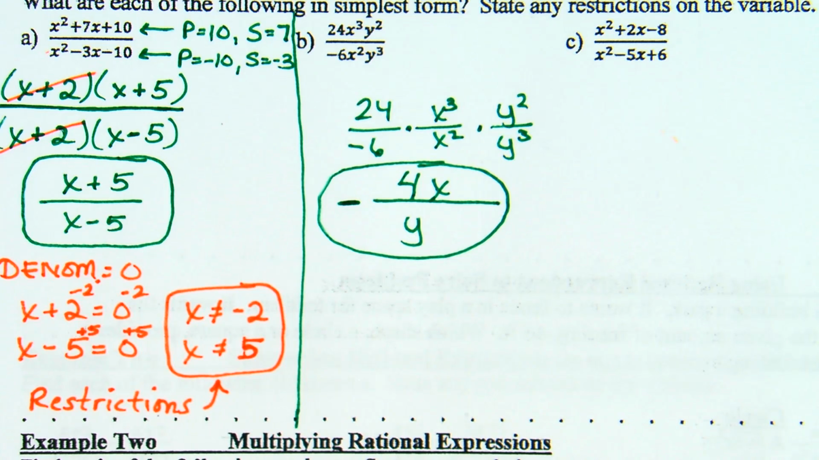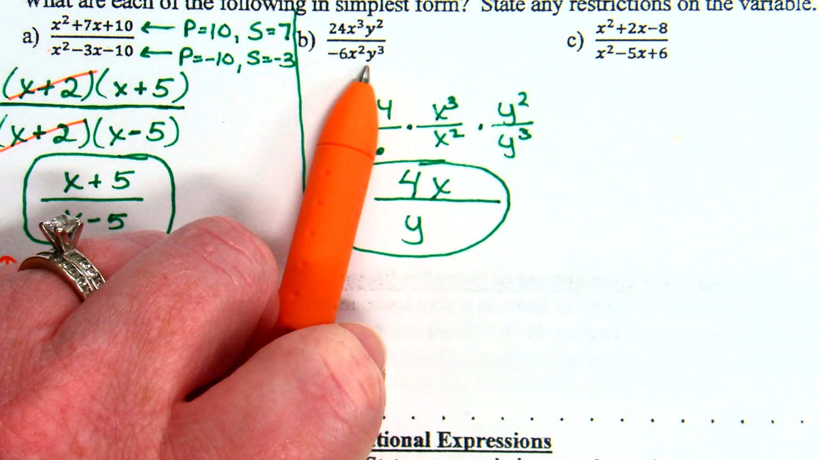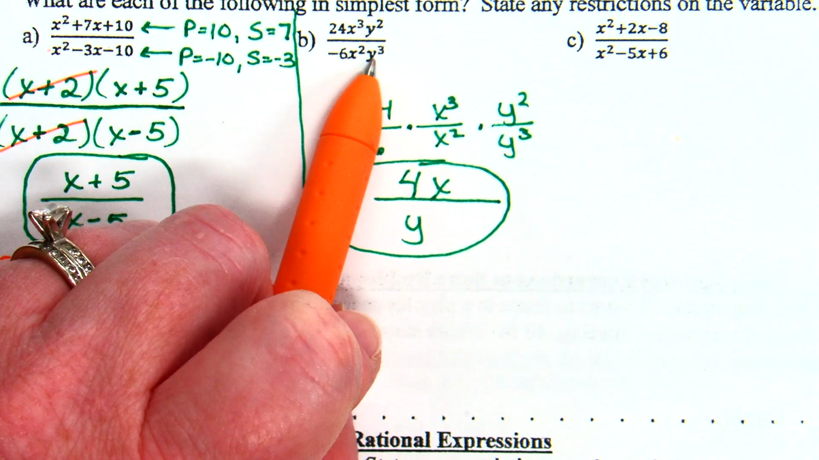Now, any restrictions on the variable, or if you hear me say excluded values. Is there anything that would make this denominator equal 0? And this one's a little different, isn't it? If what? If y was equal to 0. Think about this. If y was 0, you'd have 0 cubed here, right? And 0 cubed is 0, times anything is 0. So could y equal 0? No. There's one excluded value.